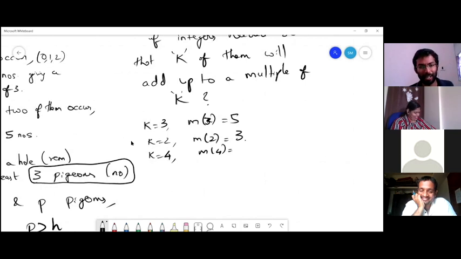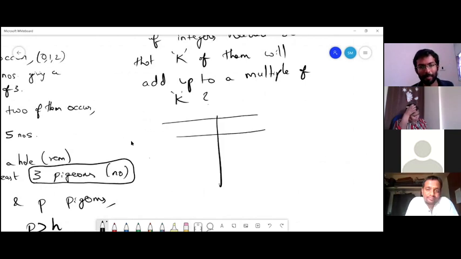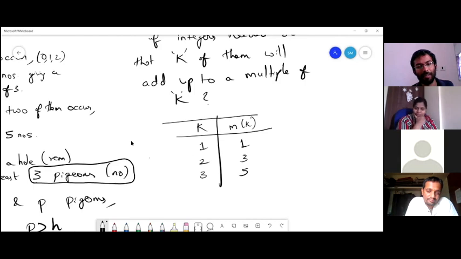For K, let me see. K and this M of K. When K is 1, it is 1. When K is 2, 3. When K is 3, 5. K is 4, so you are not sure. But for K is 5, 9. Yeah, this we have verified. Sunil has verified this. For K equal to 4, is it 7? I'll just verify it.